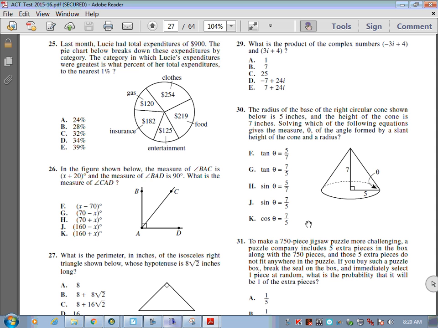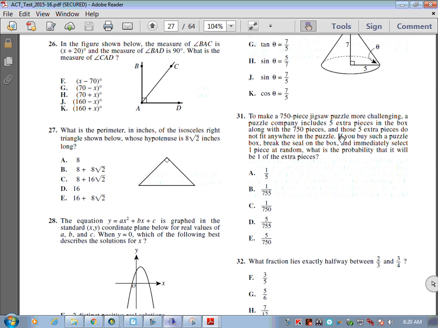Okay, so 26. In the figure shown below, the measure of BAC is x plus 20. BAD, this whole angle, is 90. What is the measure of angle CAD? Let's pick a different variable for angle CAD. Let's call it Z, just so that I'm using a single variable. Well, Z plus x plus 20.